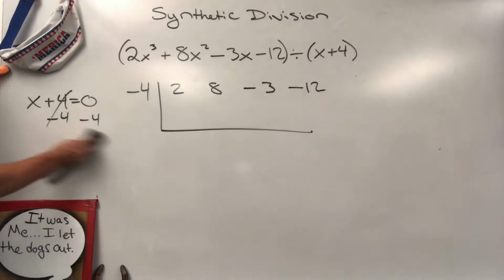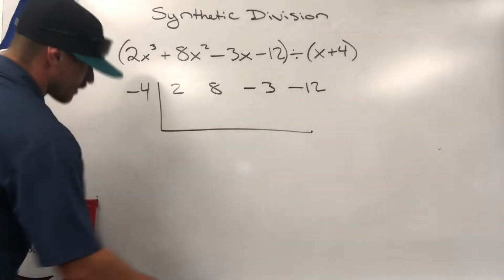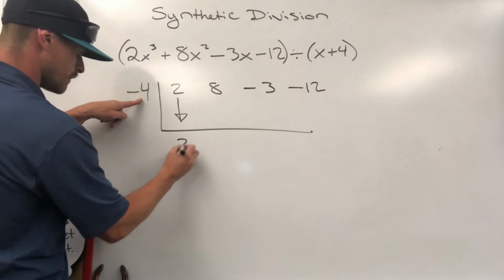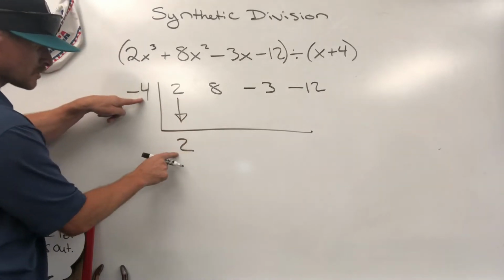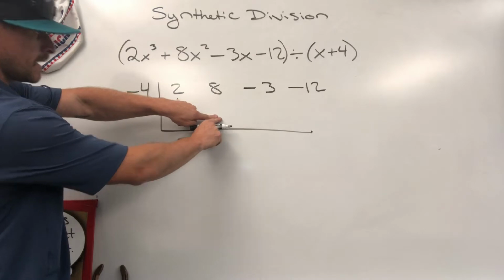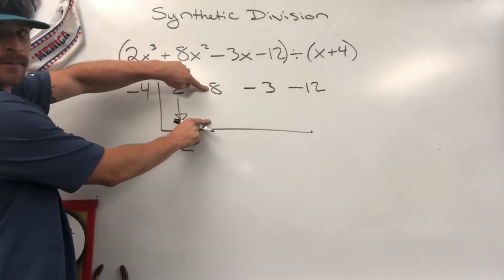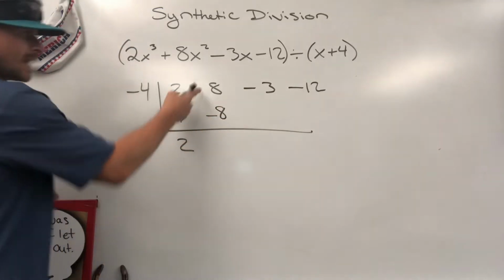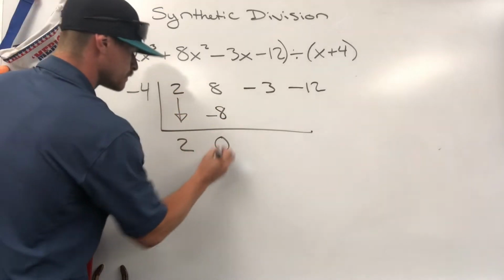Okay, once you do that, then it's just a matter of bringing this 2 down. So I'm just going to draw this 2 down here. I'm going to multiply these two values, put my product here, and then I need to add what I get. So negative 4 times 2 makes a negative 8. Add those together to get a 0.